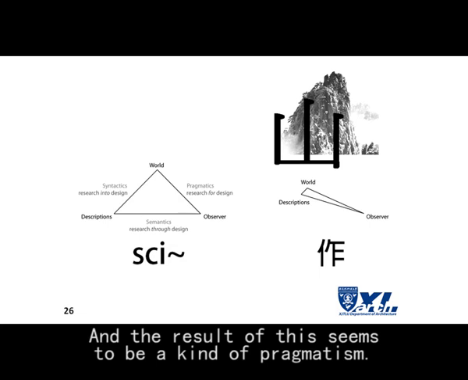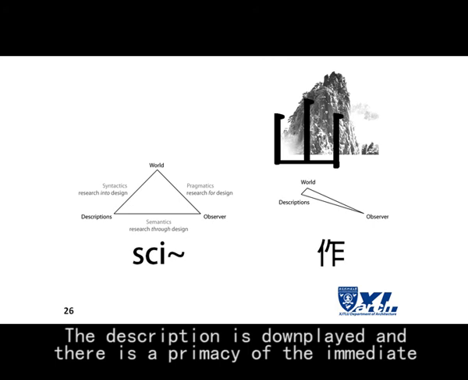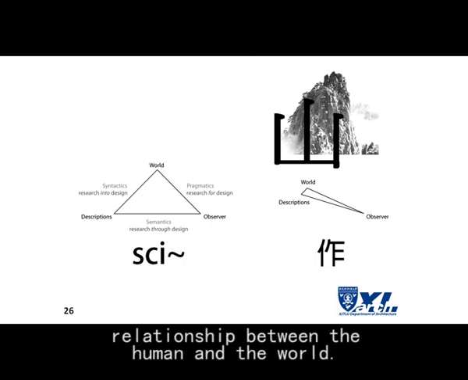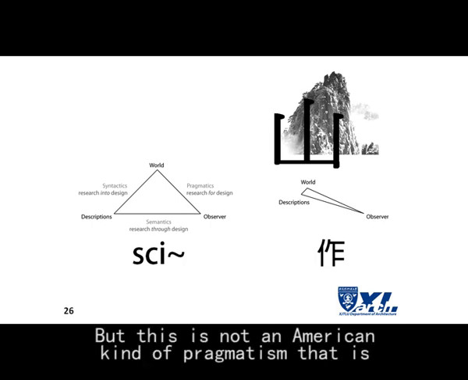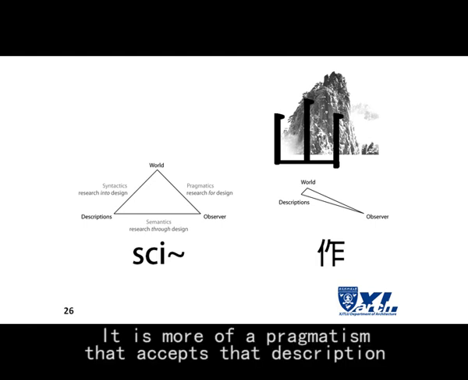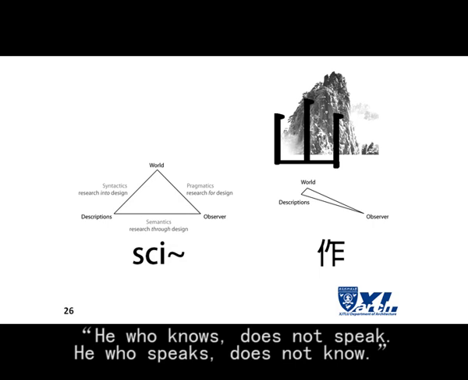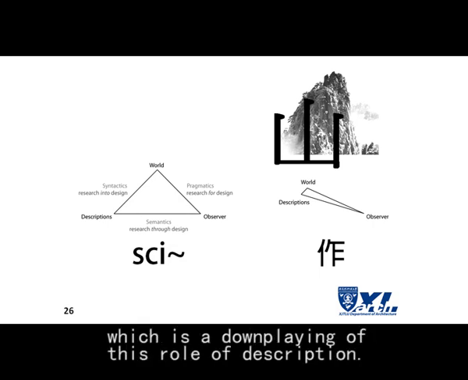And the result of this seems to be a kind of pragmatism. The description is downplayed. And there is a primacy of the immediate relationship between the human and the world. But this is not an American kind of pragmatism that is geared towards control or getting things done. It's more of a pragmatism that accepts that description is ultimately futile. Like Lao Tzu once wrote, he who knows doesn't speak, and he who speaks doesn't know. Which is the downplay of this role of description.